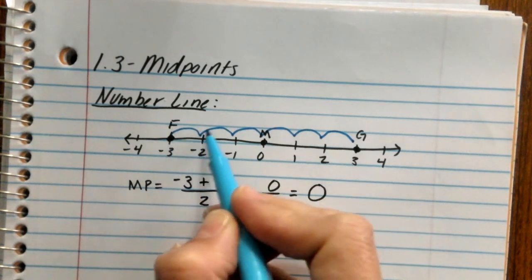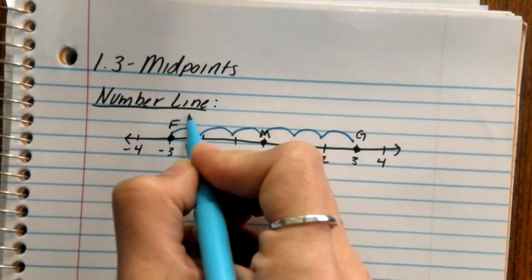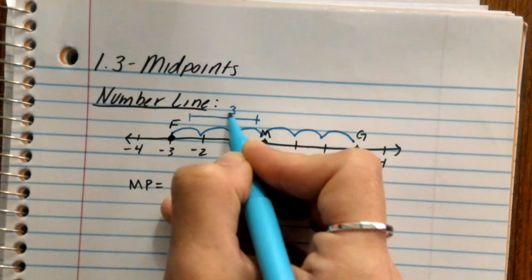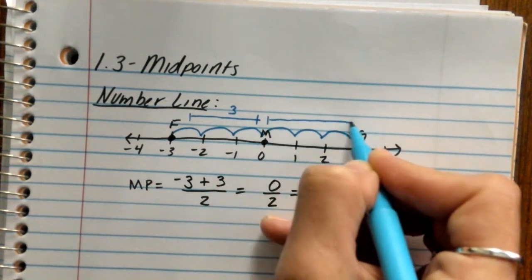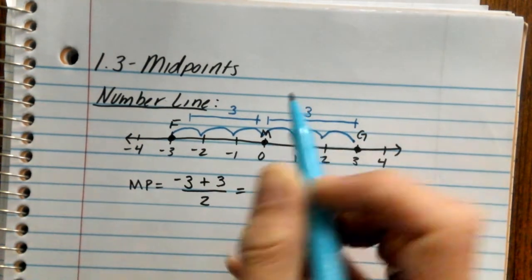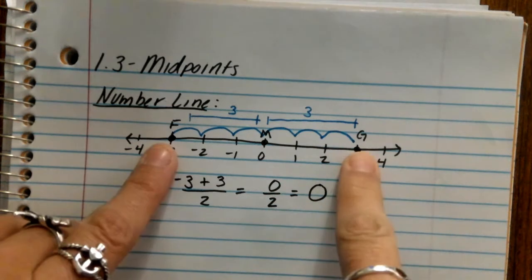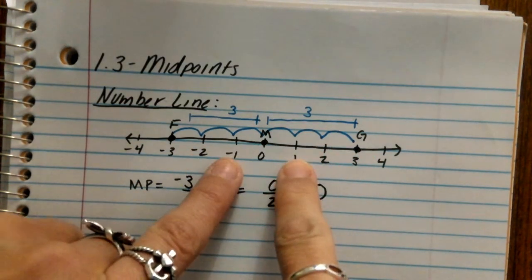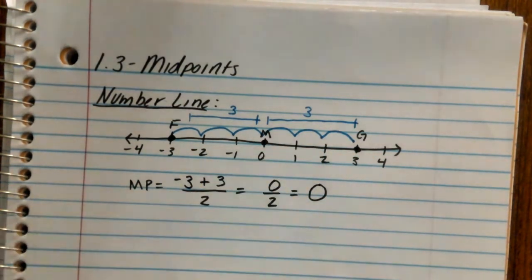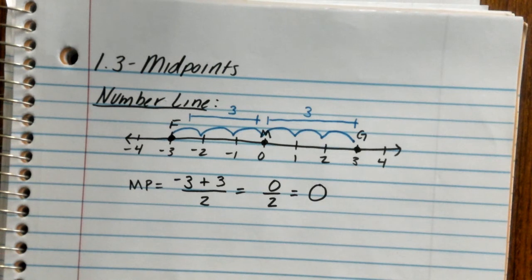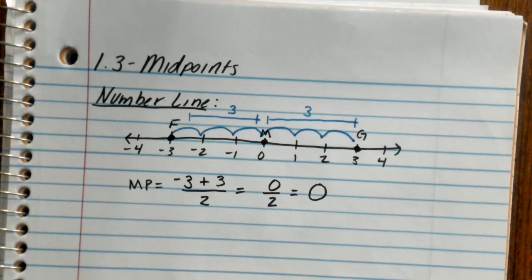So we go 1, 2, 3. So the distance between here is 3, and the distance between here is 3. So that's another way we can find it. Or you can even go 1, 2, bam, right in the middle. You can do it that way as well. Okay? The next thing we're going to do is talk about lengths.